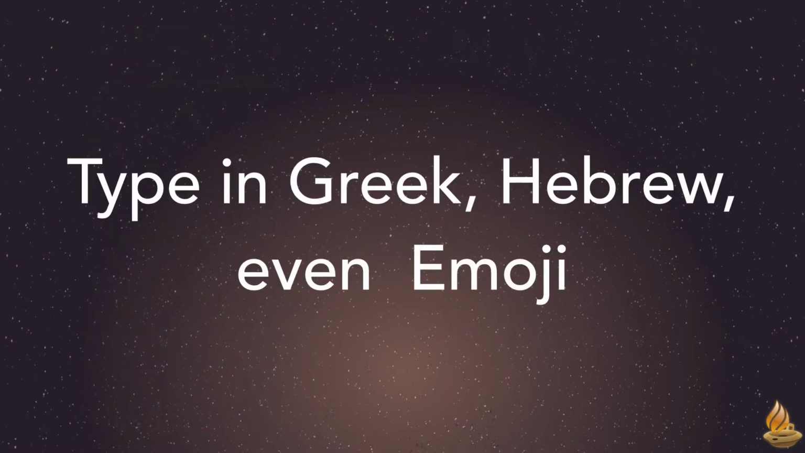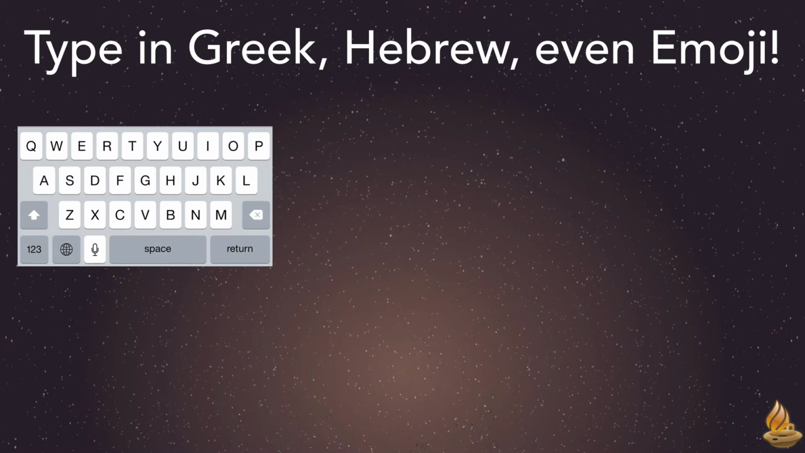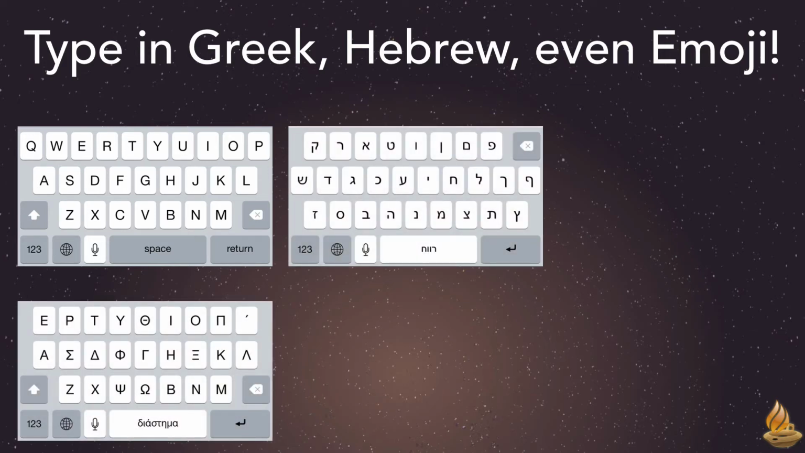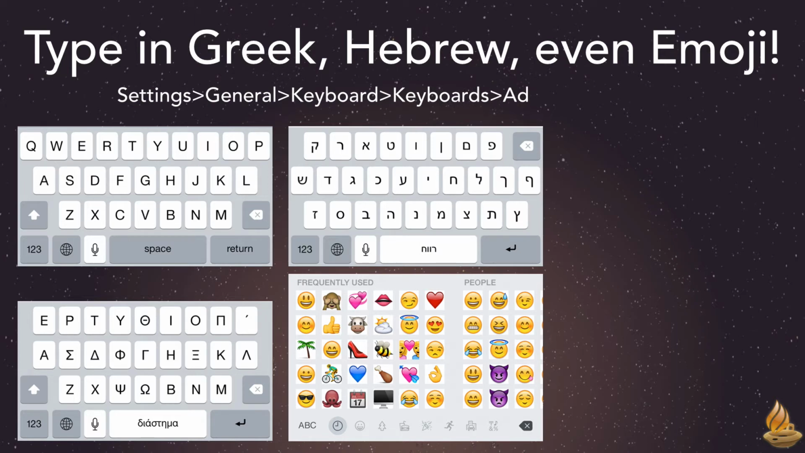Type in Greek, Hebrew, even emoji characters. The iPhone and iPad both contain international keyboards, which allow us to type in virtually any language. That includes Greek, Hebrew, though without the vowel pointing, and even emoji characters. We can add new keyboards by going to Settings, General, Keyboard, Add New Keyboard. We can then toggle among the keyboards by pressing this button.